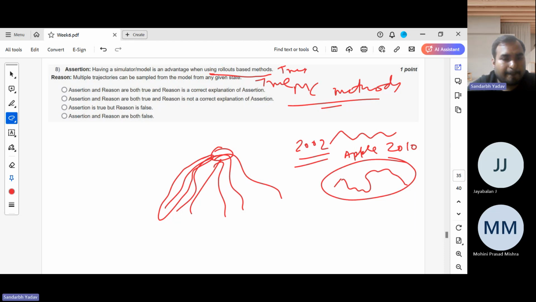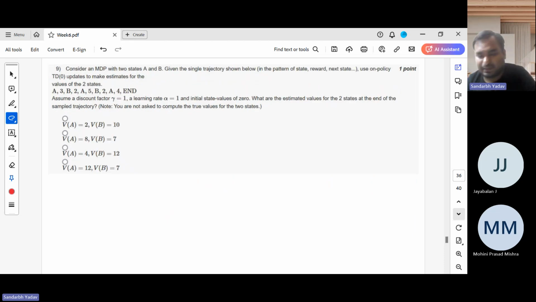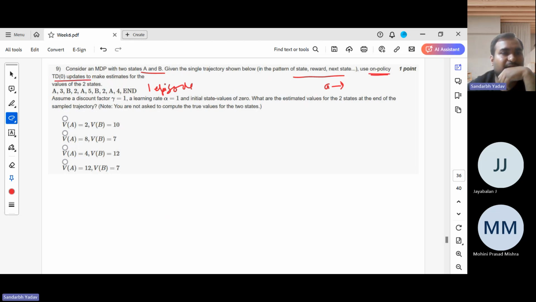The assignment and even the practice assignment don't have many numerical questions, but I think this is the one. Consider an MDP with two states A and B, given the single trajectory shown below. So we are given one episode, in the pattern of state, reward. Action is missing here; you can think there is only one action. It uses on-policy TD(0) updates to estimate the values of these two states.